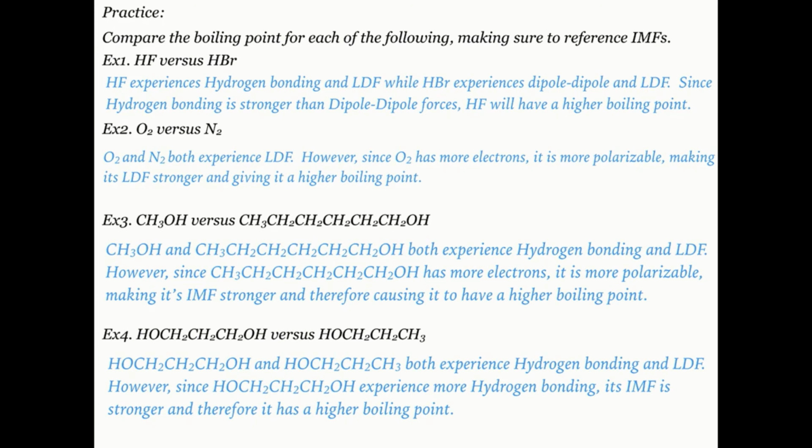Okay? So ultimately, yes, London dispersion forces tend to be weaker than dipole-dipole, which tend to be weaker than hydrogen bonding. However, if you have the same type of intermolecular attraction, compare size, because it's likely that London dispersion forces are at play. If you have the same type of intermolecular force and it's hydrogen bonding, first make sure that one of them doesn't have the potential to form more hydrogen bonds than the other one does.